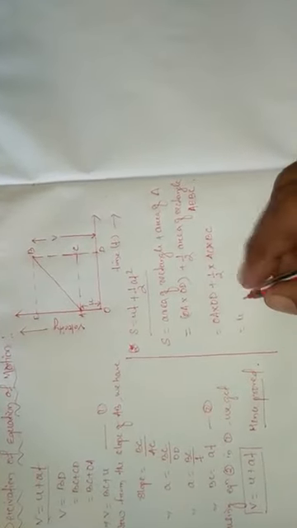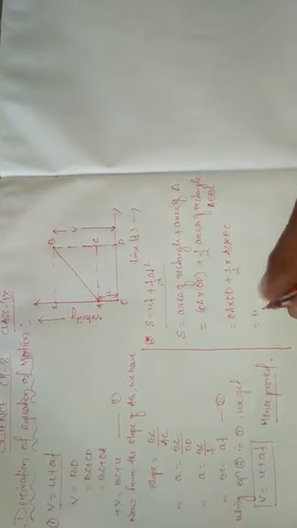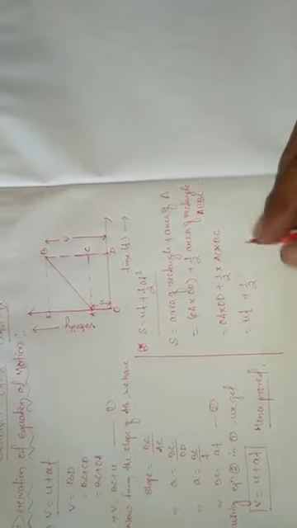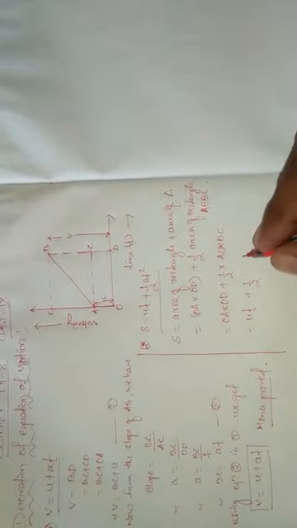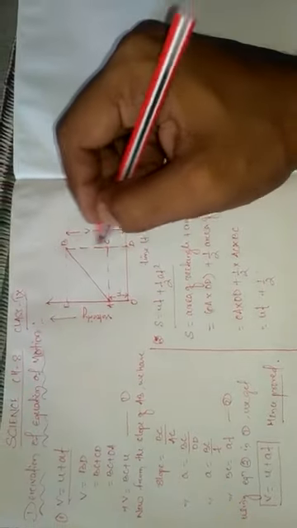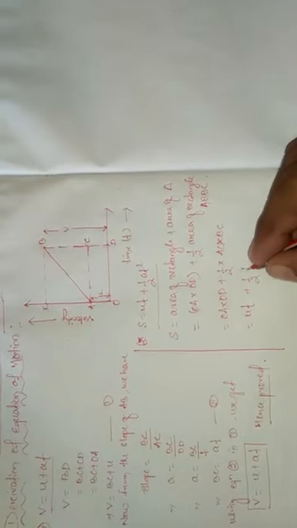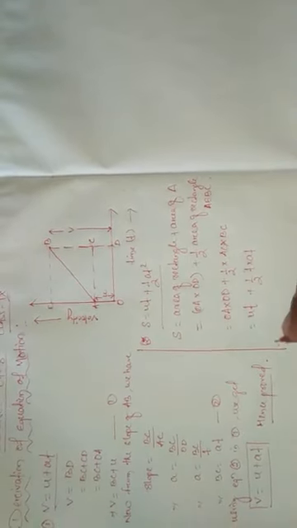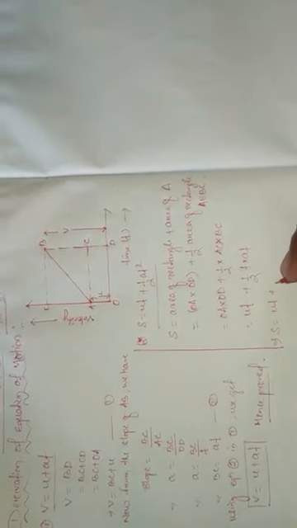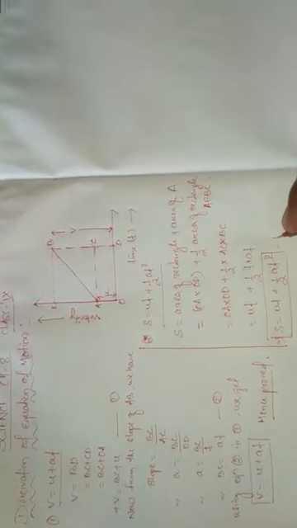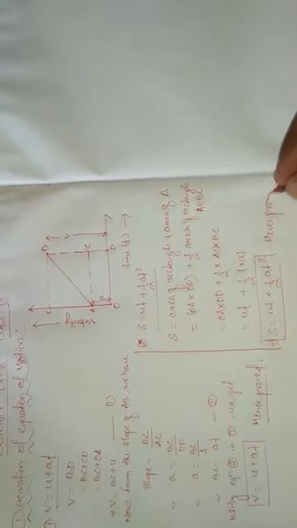Now replace all those values. OA is equal to u, OD is equal to t, so ut plus half. AC is the same as OD, that means t, and BC we already have from equation 2, which is at. So this implies t into at, so s equals ut plus half at square. Hence proved.